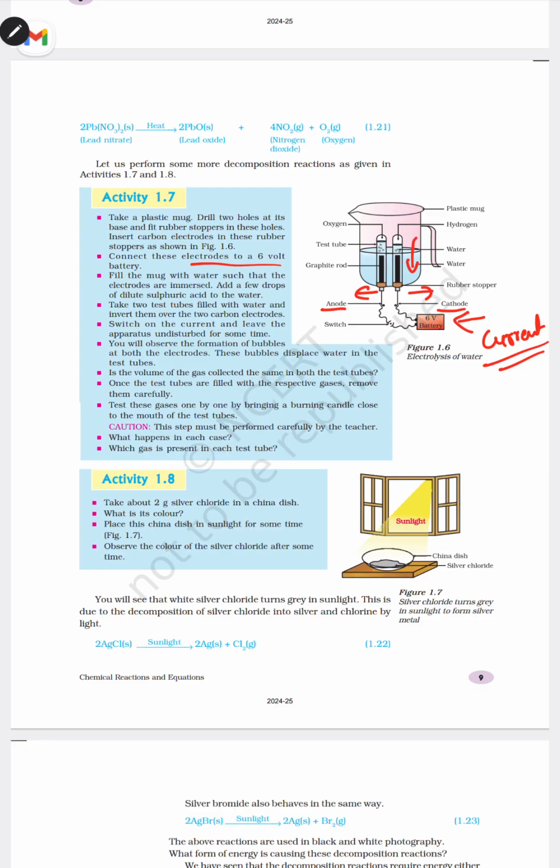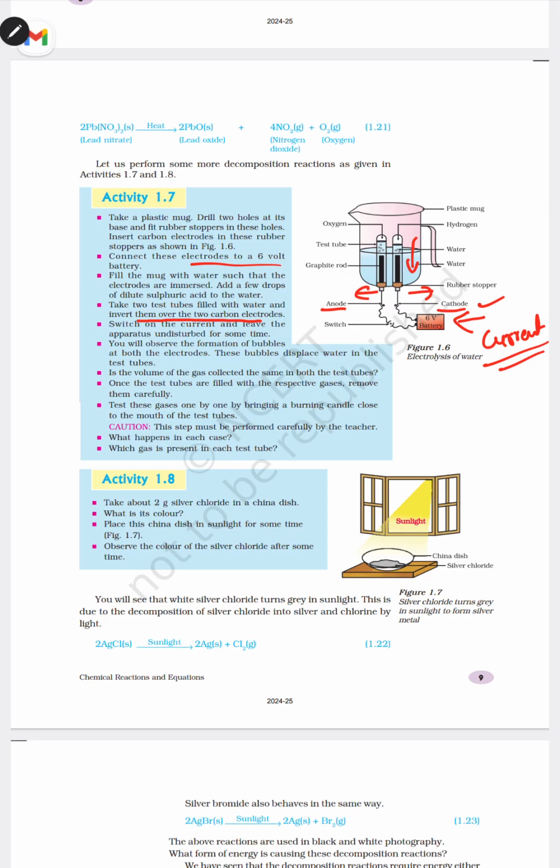Now, after a little bit of time, you will observe what happens. The test tubes are inverted over the 2 carbon electrodes, and we leave the apparatus undisturbed for some time with the current on. So we are observing what is going to happen after some time.